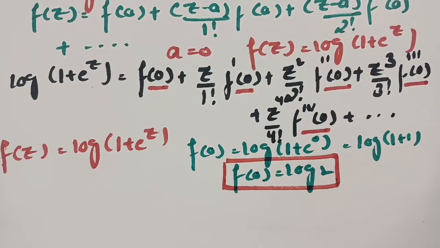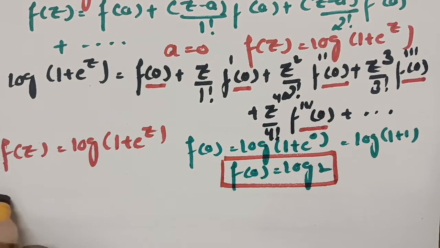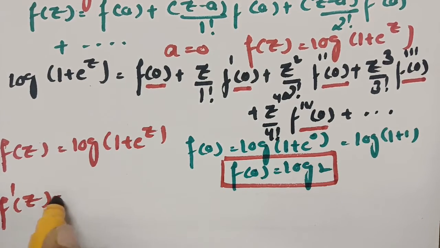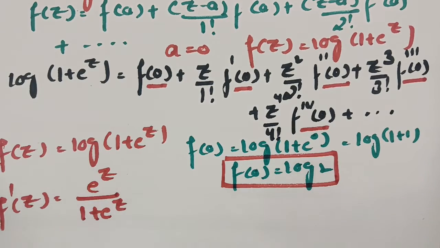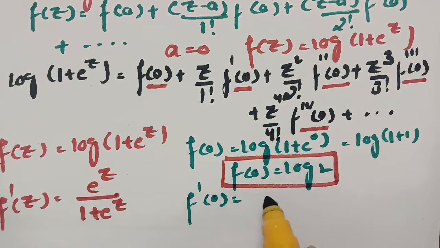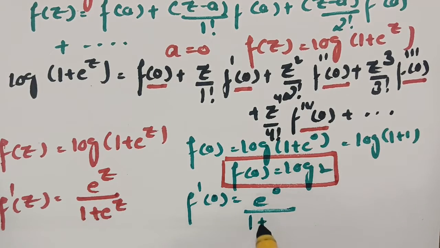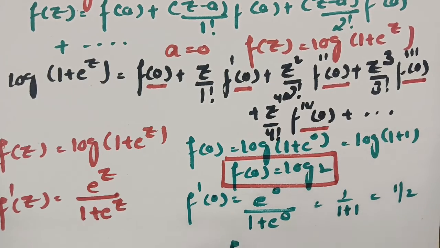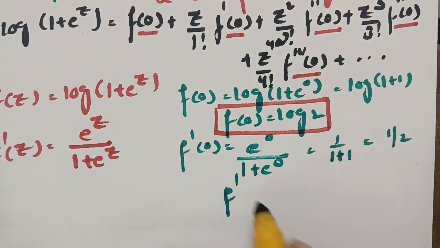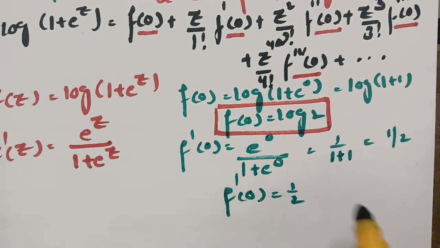And next is f dash of 0. For that we have to take a derivative. Clearly the derivative of log x is 1 by x, so this is 1 by 1 plus e power z, and again the derivative of e power z is e power z. Therefore if we put 0 in place of z, this will be e power 0 by 1 plus e power 0, which is 1 by 1 plus 1, that is 1 by 2. Therefore, we got the value of f dash of 0 as 1 by 2.